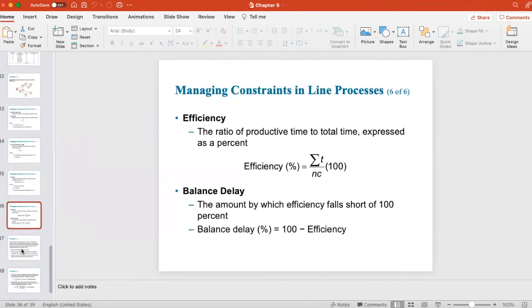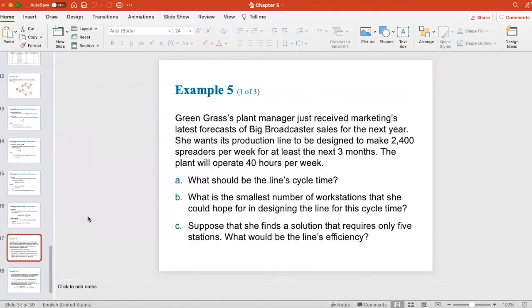So let's use a quick example to illustrate those equations that we just mentioned. Very simple. Greengrass's plant manager just received marketing's latest forecast of Big Broadcaster sales for next year, and she wants this production line to be designed to make 2,400 spreaders per week for at least the next 3 months. The plant will operate 40 hours per week. What should be the line's cycle time?